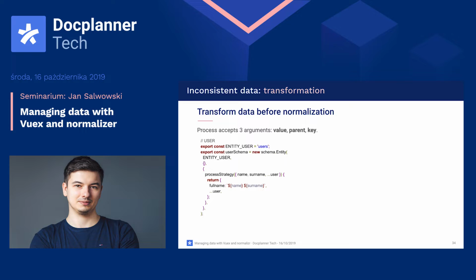So, we're destructuring it. We're taking name, surname, and the rest of the user. We are putting here full name, name and surname, and destructuring the user. This is the simplest way to do it, because even if there is no name and surname, and user here has the full name, it will be overwritten. So we are consistent across the whole application with it.